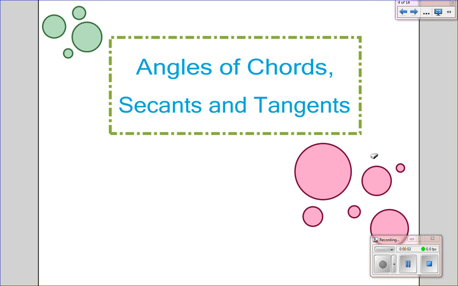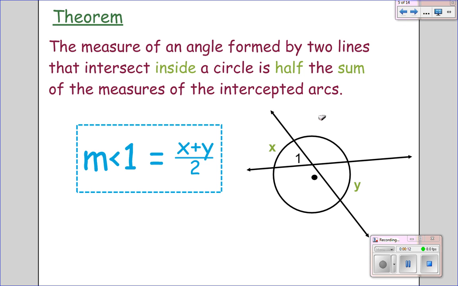In this video, we'll be looking at the angles that are formed by chords, secants, and tangents, whether inside or outside of the circle. So let's start with a theorem. The measure of an angle formed by two lines that intersect inside of a circle is half the sum of the measures of the intercepted arcs.